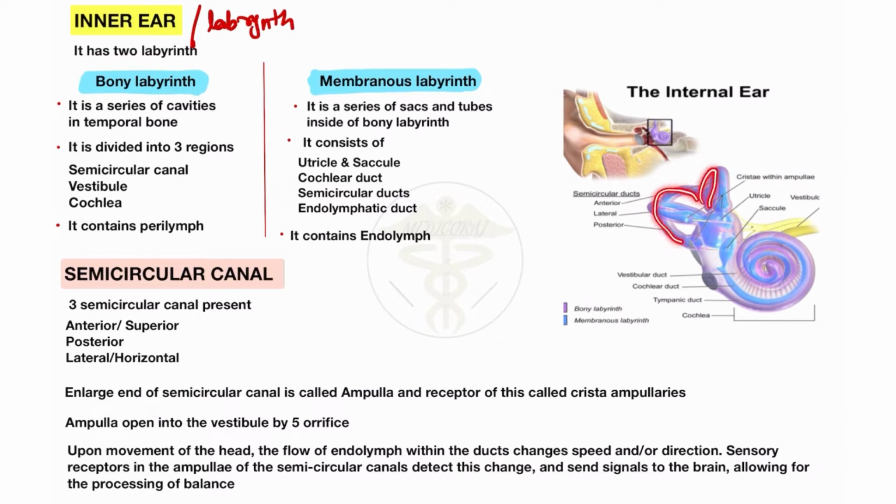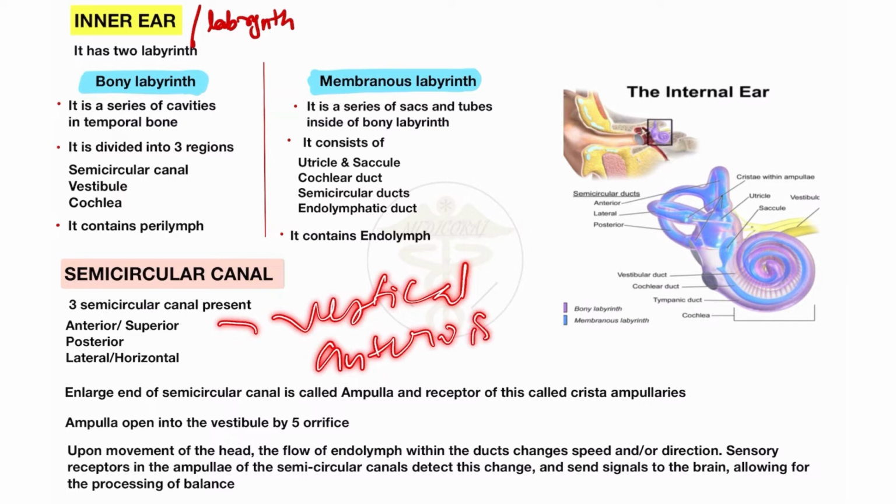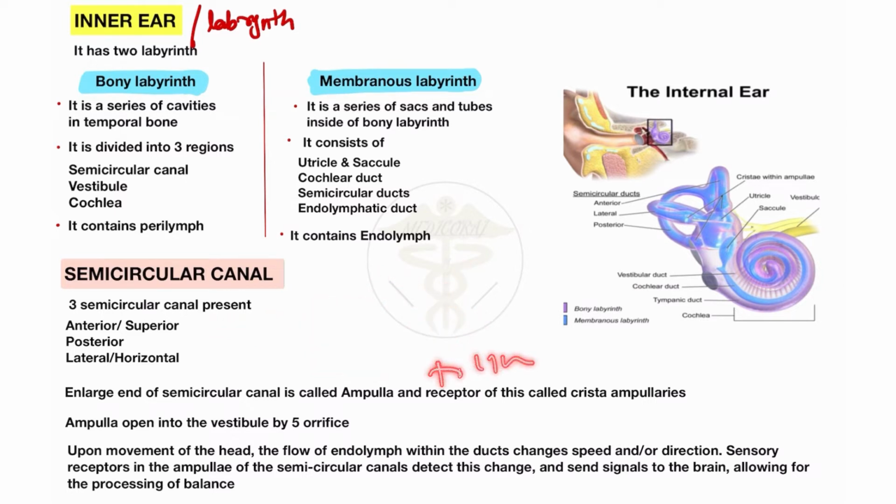They help in three axis rotation: the vertical rotation, the anterior posterior rotation and the transverse rotation. Together these help in maintaining rotational movement. So which three axes? First is the vertical axis, second is the anterior posterior axis and third is the transverse axis. So three axis rotation is helped by the semicircular canal.